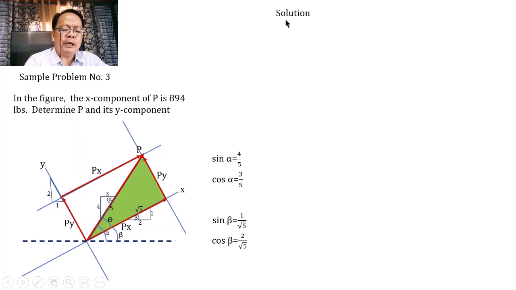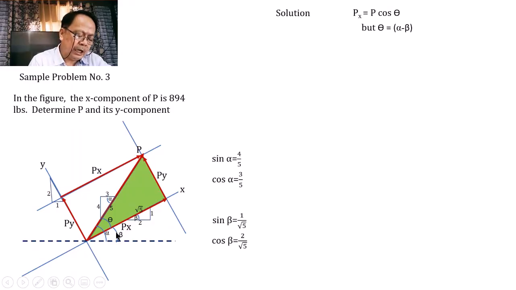So if we solve our problem, because we are given the x component of p, we can express the relation between px, the p, and this angle theta, so that px will be equal to p cosine of theta. However, we can see that this theta will be equal to the difference between alpha and beta. And so I have here cos of alpha minus beta. If this is substituted here, I have px equal to p times cosine of alpha minus beta. And so we have here the function of the difference of two angles.